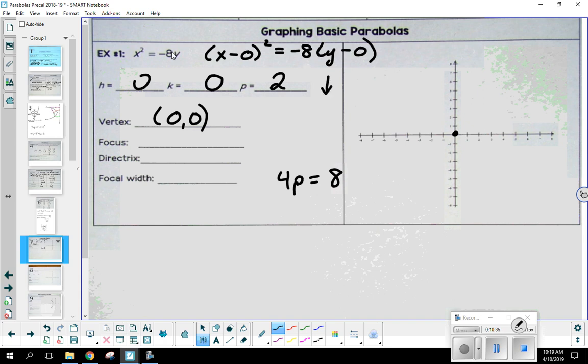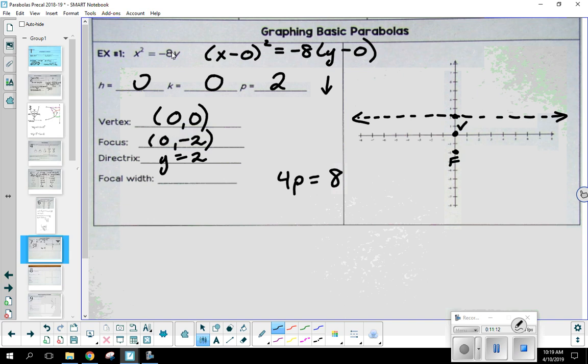Now, because it opens down, once I have the vertex, I know I'm going to have to go down 2 units to get to my focal point. So if this is the vertex, that right there would be my focal point. Okay. In fact, what's that location? 0, -2. If I went down to get the focal point, I got to go up to get the directrix. In fact, I'm going to go the same distance, 2 up. But remember, the directrix is a line. So what would the equation of that line be? Okay, y equals 2. Y equals 2.